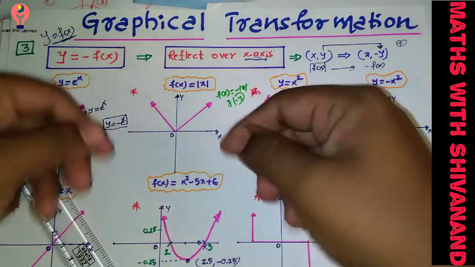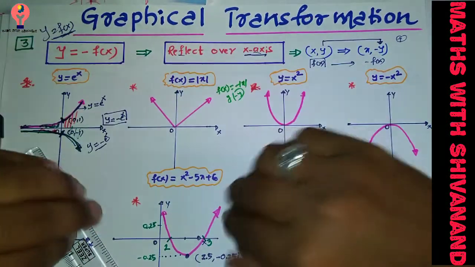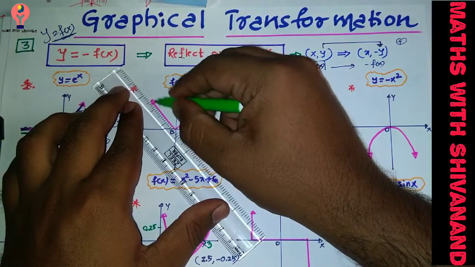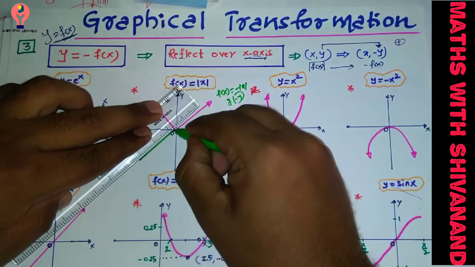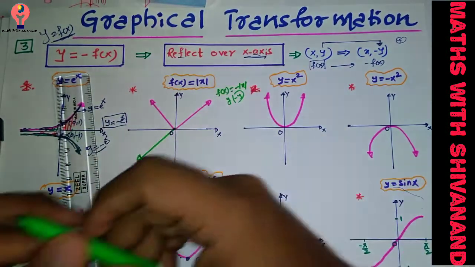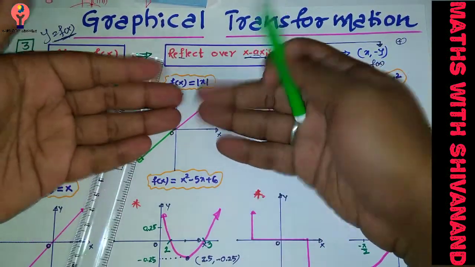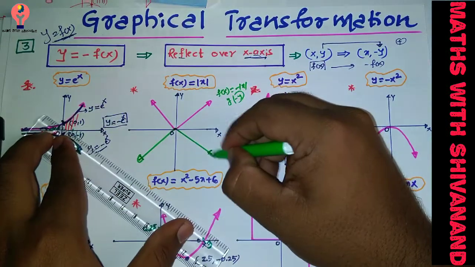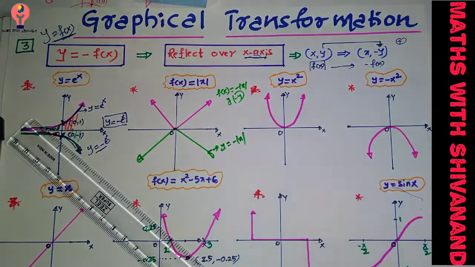See here. The complete V-shaped graph has to be reflected over the x-axis. After reflecting, see what will happen. First I will take this line. This line has to be like this. The reflection of this line is like so. And the reflection of this other line has to be like this, right? Now this is the graph of y is equal to minus mod x.